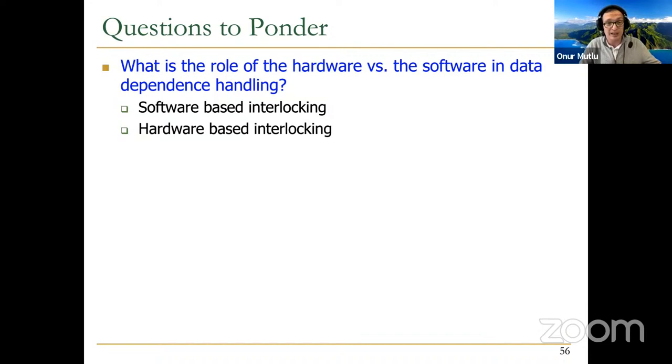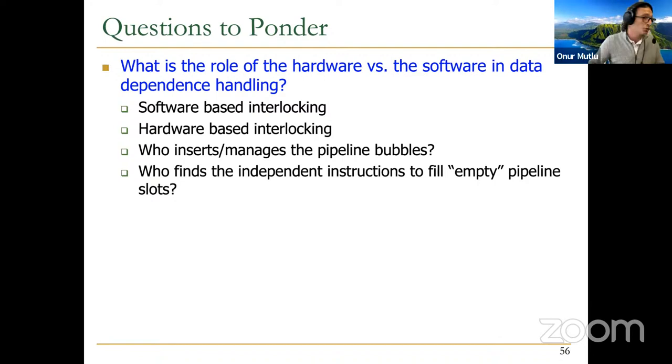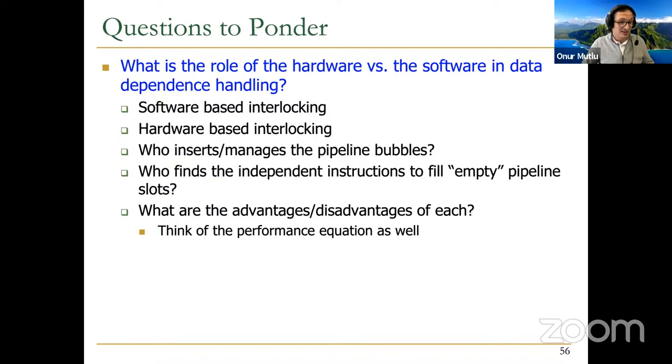Basically, should the software do the data dependence handling or should the hardware do it? Who should insert and manage the pipeline bubbles? Who finds the independent instructions to fill the empty pipeline slots? Or do you insert no-ops? Or do you just stall? Right. What are the advantages and disadvantages of each? Basically, you need to think of the performance equation as well over here.